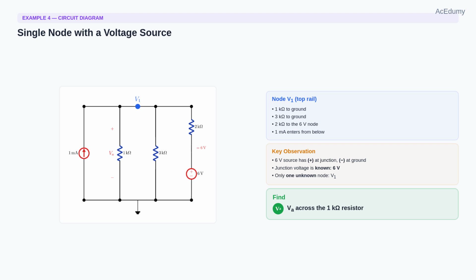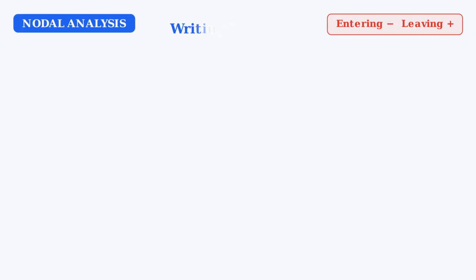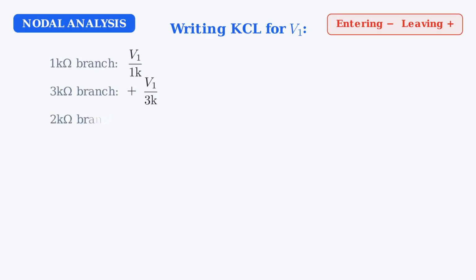V sub A is measured across the 1 kOhm resistor from V1 to ground. So V sub A equals V1. Our task: find V sub A. Let's write KCL at node V1. We sum all currents leaving through resistors and subtract the current entering from the source.